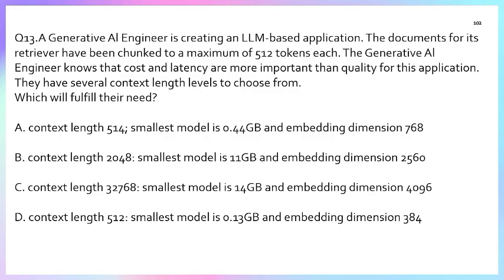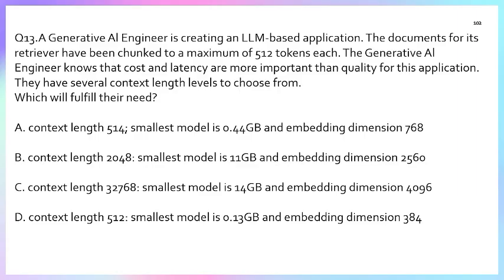Question number 13. A generative AI engineer is creating an LLM-based application. The documents for its retriever have been chunked to a maximum of 512 tokens, meaning 512 tokens each. The generative AI engineer knows the cost and latency are more important than the quality of the basic application. They have several context length levels to choose from which will fulfill their need.